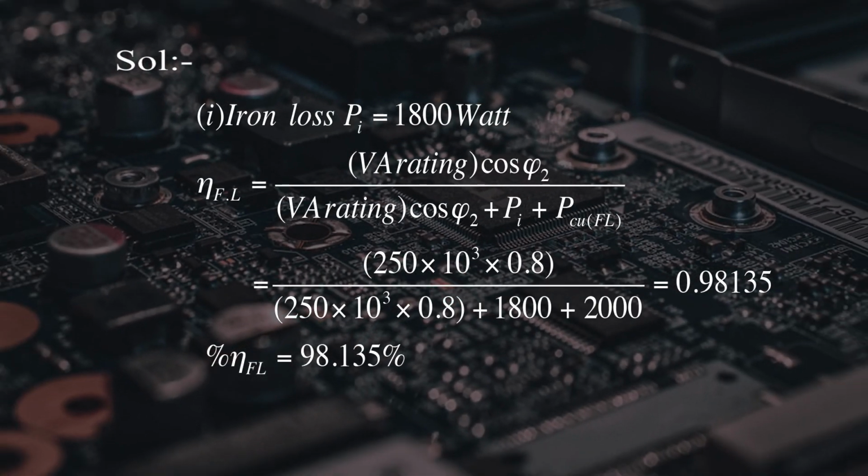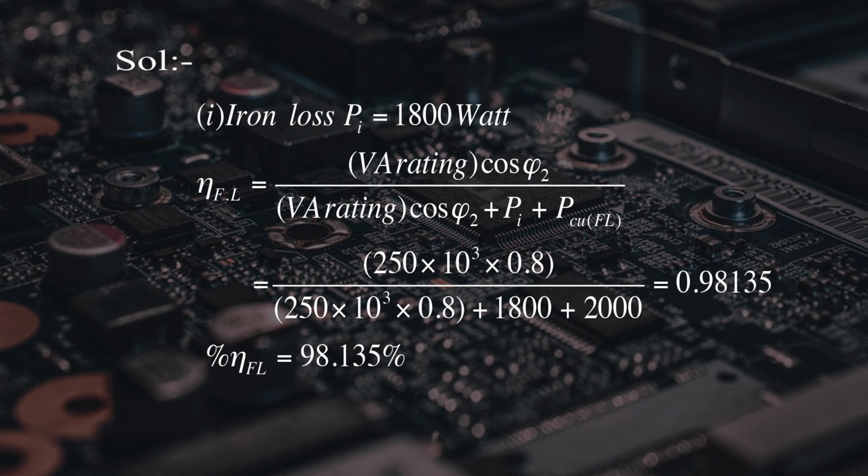So from the given expression, you have to note down the parameters given. So iron losses are given as Pi is equal to 1800 watt. As you know, the formula of efficiency at full load is the VA rating of the transformer multiplied by cos phi 2 upon VA rating of the transformer multiplied by cos phi 2 plus Pi plus PCU, that is copper losses at full load. So VA rating of the transformer is given as 250, and because you are converting into VA, just multiply by 10 to the power 3, and power factor is given as 0.8 lagging.